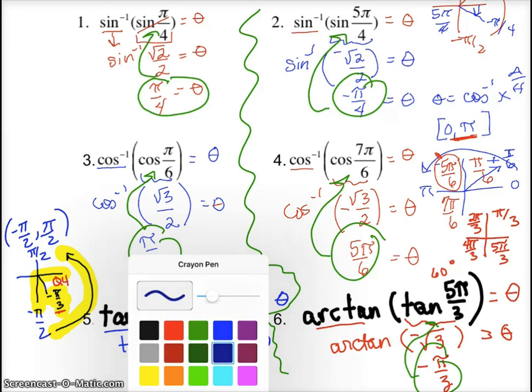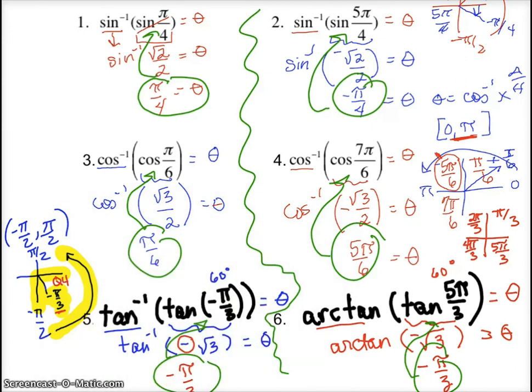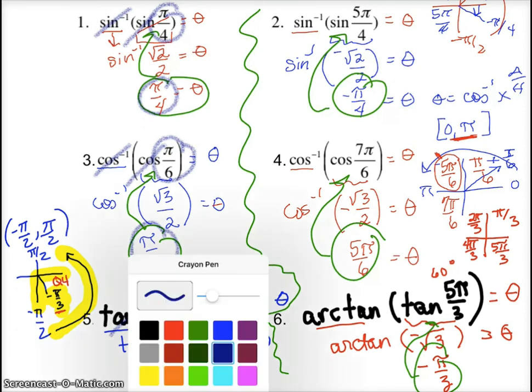What I hope that you've noticed in 1, 3, and 5 is that in number 1, the inverse sine and the sine cancel, and pi over 4 is our solution. In 3, the inverse cosine and the cosine cancel, and pi over 6 is our solution. In number 5, inverse tangent and tangent cancel, and negative pi over 3 is our solution. But this idea of canceling does not happen in 2, 4, and 6.